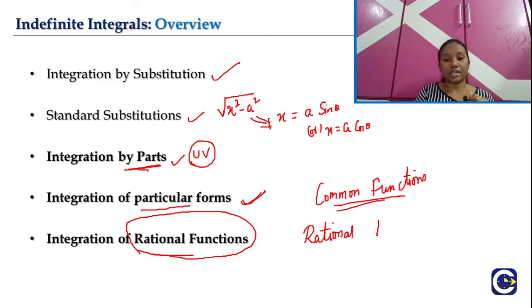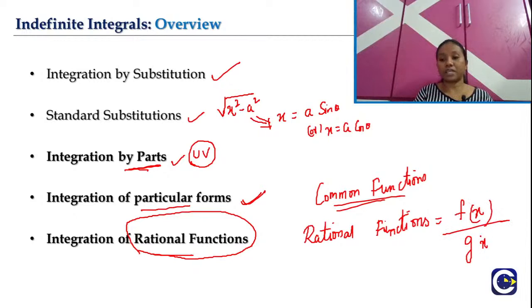While discussing common functions, we saw and learned rational functions. A rational function is in the typical form of a fraction, f of x by g of x, where both the numerator and the denominator are polynomial functions, and g of x is not equal to 0. That is the basic definition of a rational function.